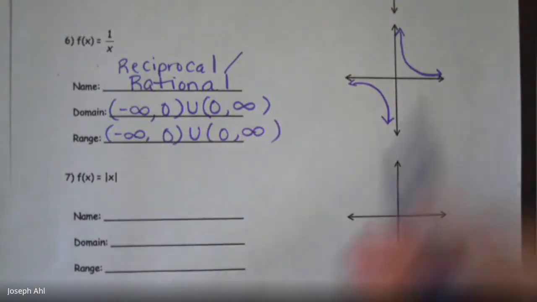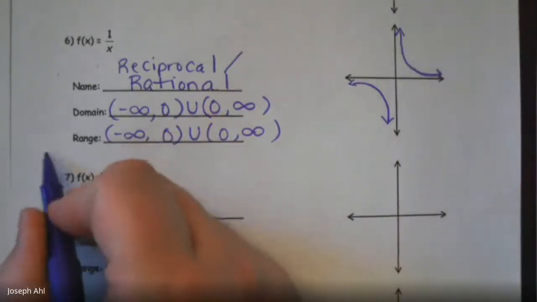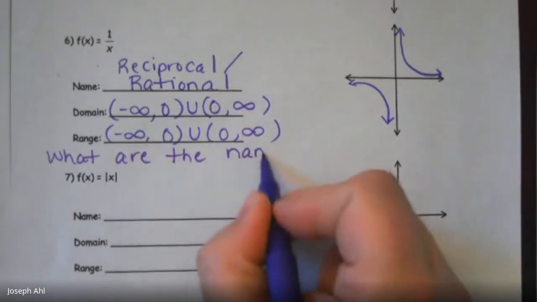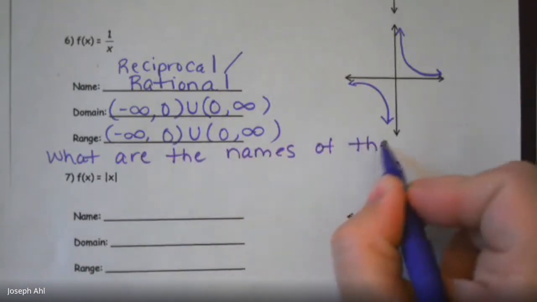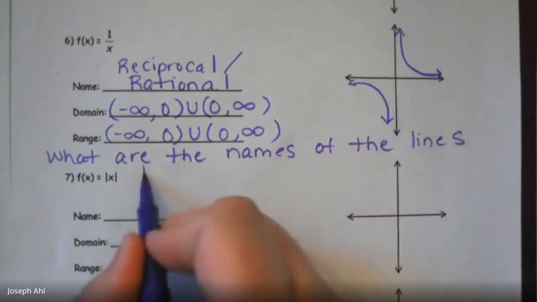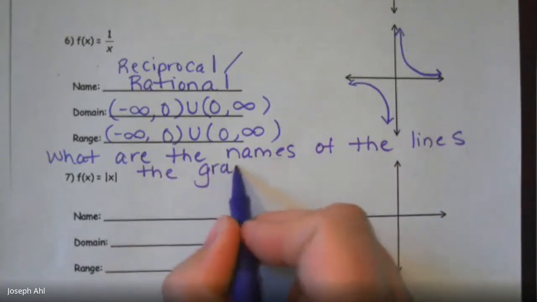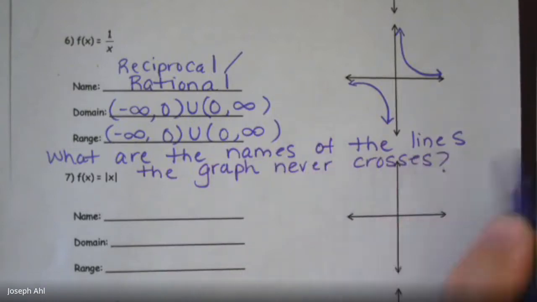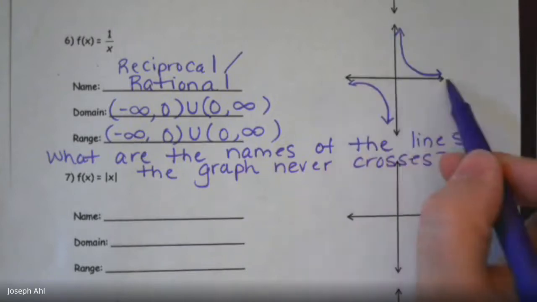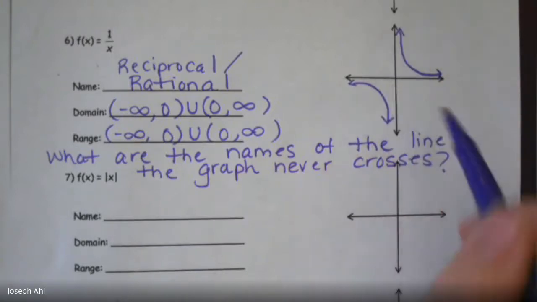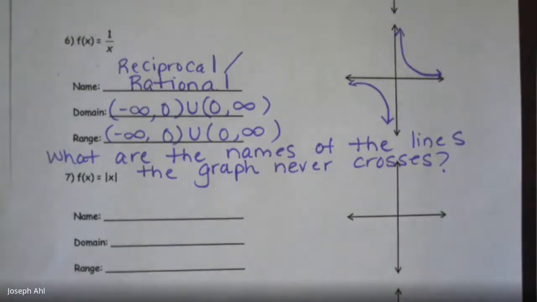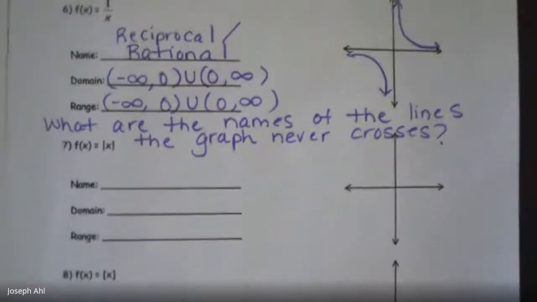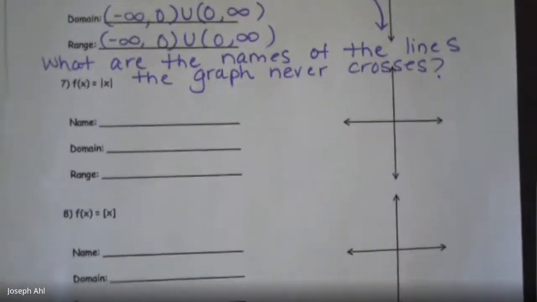So I might ask you in class when I see you next, what are the names? I don't think I've mentioned it yet. Of the lines that the graph never crosses. Right, so we have this vertical line on the y-axis, a horizontal line on the x-axis. The graph's never going to cross those lines. What are the names of those lines? So make sure you're ready for an answer with that next time. If you have to Google it, no big deal, but I want you to be able to tell me an answer if I ask you in class.